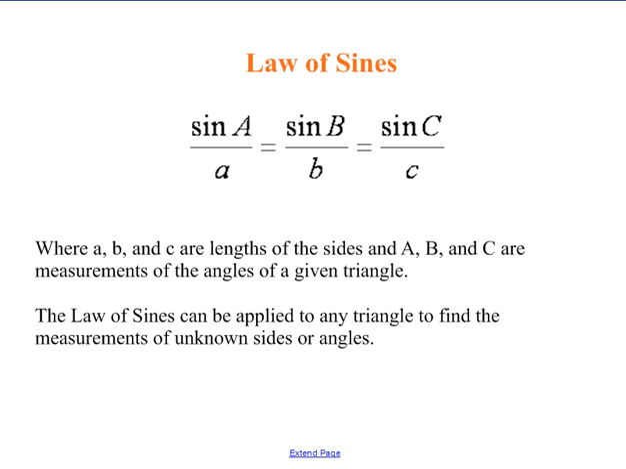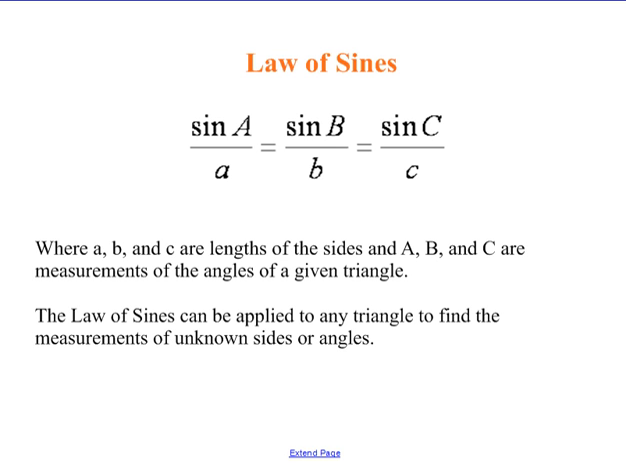So, this is the law of sines. What you have here is three different ratios. Sine of angle A over side A is equal to sine of angle B over side B is equal to sine of angle C over side C. When you use the law of sines, you choose 2 out of 3 of these ratios to set up a proportion that you can cross multiply and solve.